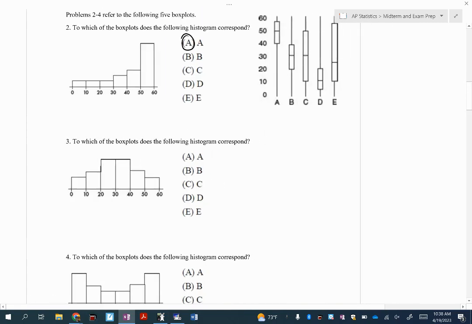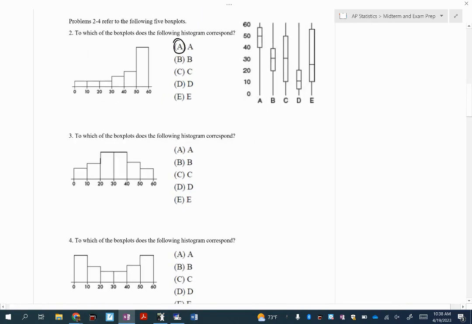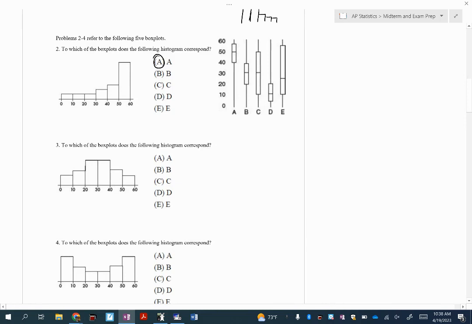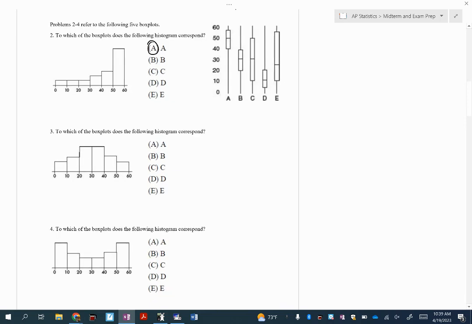Okay, so let's look at number 3. Now, can I look at 3 and 4 at the same time? Let's look at 3 and 4 at the same time. How would you describe 3 in terms of the shape? Symmetrical, yeah, unimodal and probably looks symmetrical. What do you think the middle is? Like the median is? About 30, all right? Now look at 4. You probably would still describe that as symmetrical, but not unimodal, potentially a couple of humps here. But what would be the middle? The middle's still going to be 30.